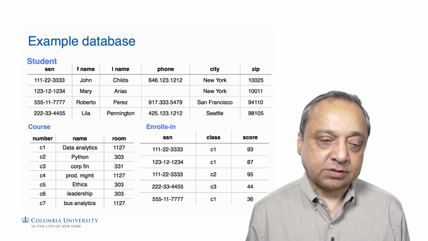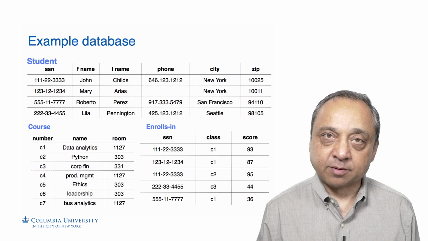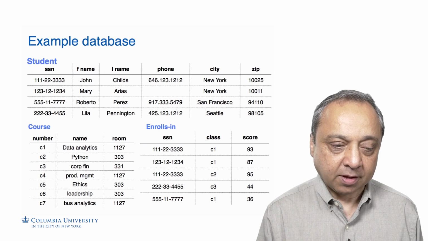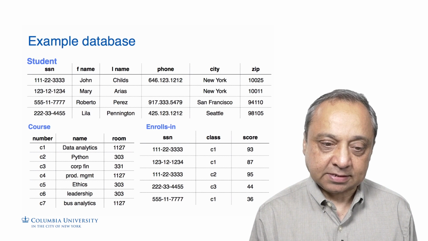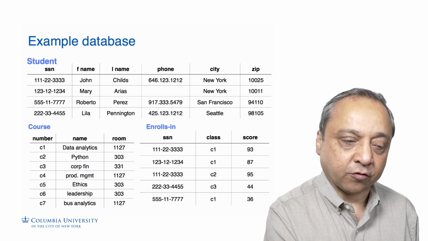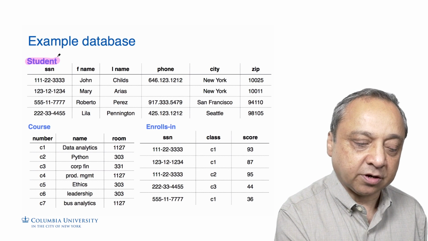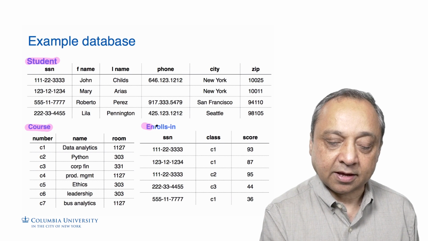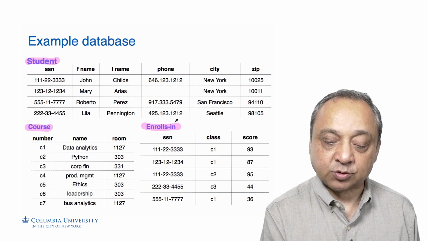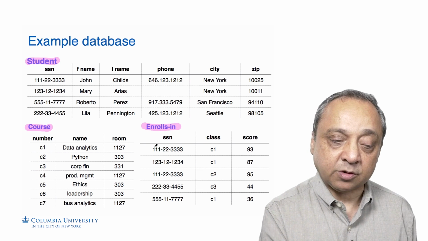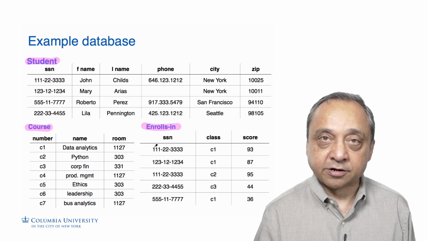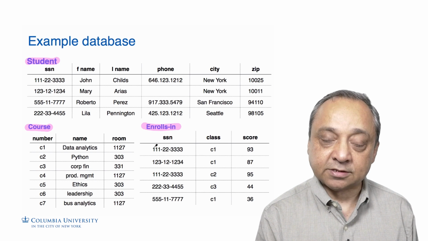So we will use the simple example database to look at queries in our lecture today. The database contains three tables: a table called student that contains student information, a table called course that contains information about courses, and a table called enrolls in, which, as you can see, is a relationship table between these two entities. So student and course correspond to entities in our entity relationship model, and enrolls in is a relationship.